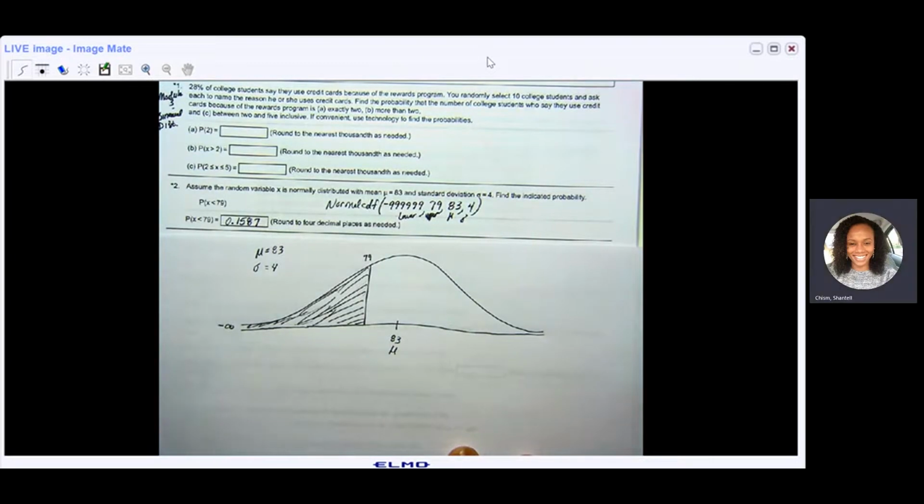A picture is always very helpful. Remember, I used normal CDF here because I was looking for the probability. When you're looking for the score, that's when you use inverse norm. Okay, remember I have videos for this as well. This was out of 4.1 if you want to go watch a more detailed video.